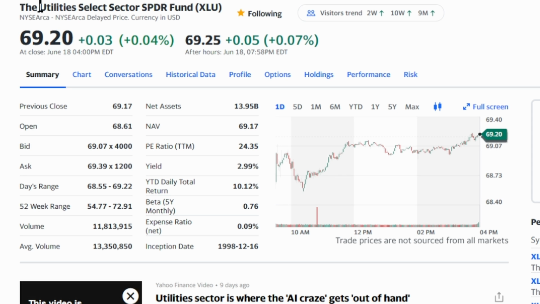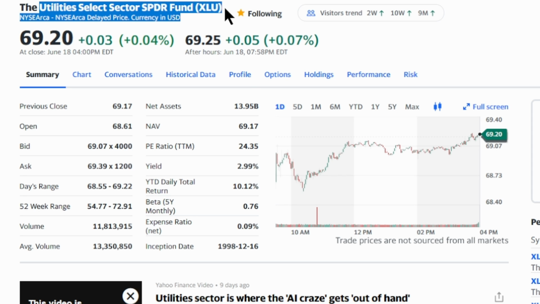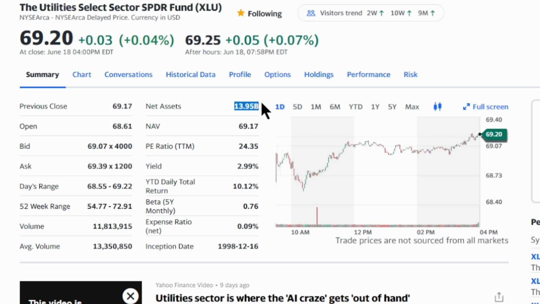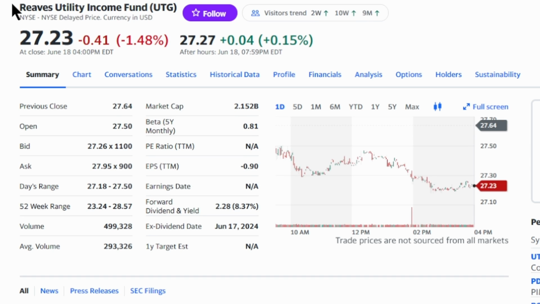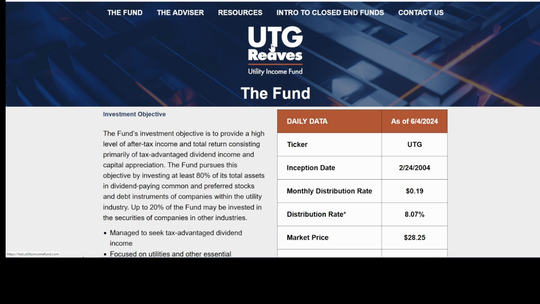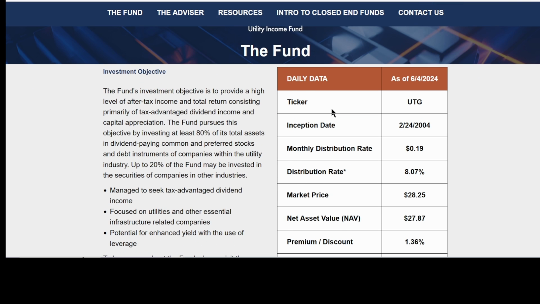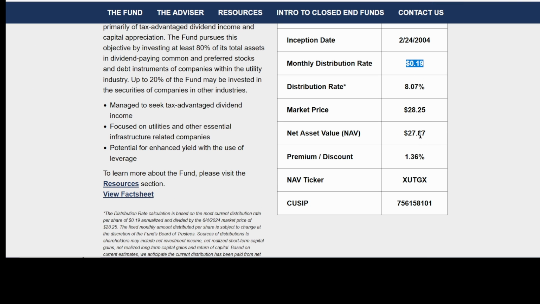So if you look at one of the biggest utility ETFs, XLU, you see they have about $14 billion in assets, but their yield is only like 3%. But here you got the Reeves Utility Income Fund, UTG, which is a closed-end fund, and their yield is 8.37%, and they have about a $2 billion market cap. How is this possible? So let's look at some data from the UTG Utility Fund. Right, monthly distribution, 19 cents.